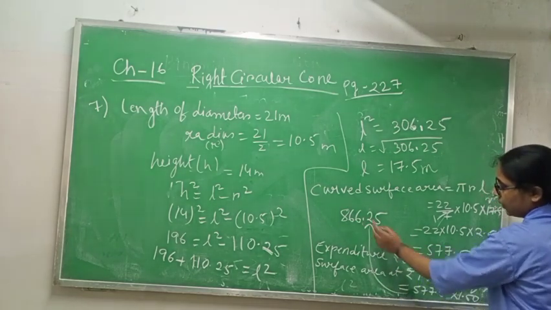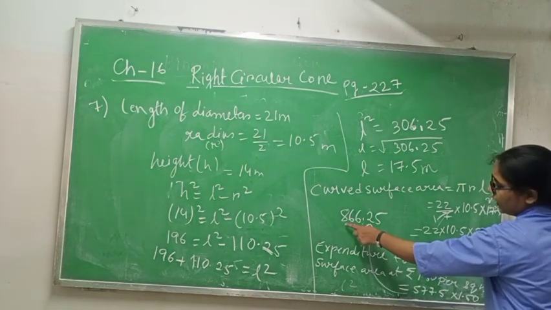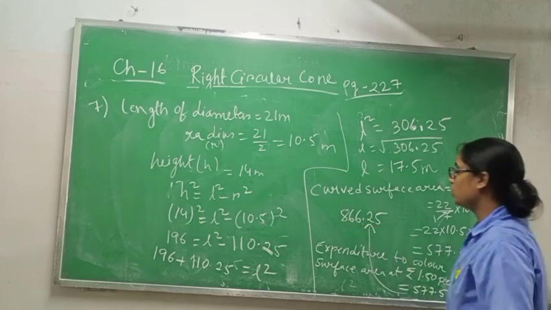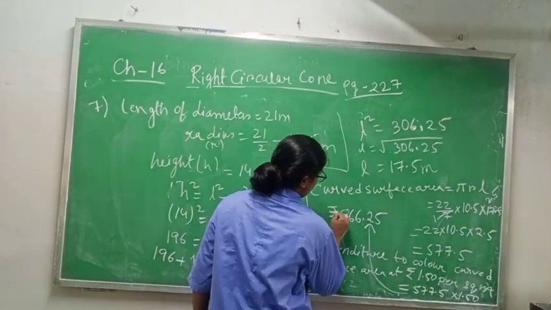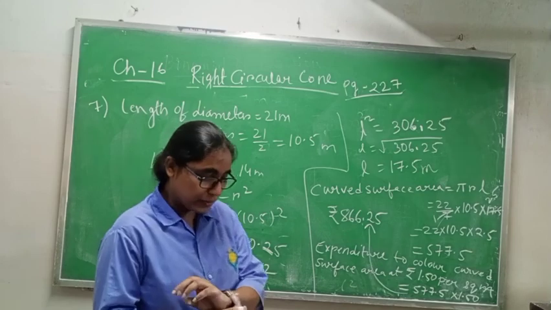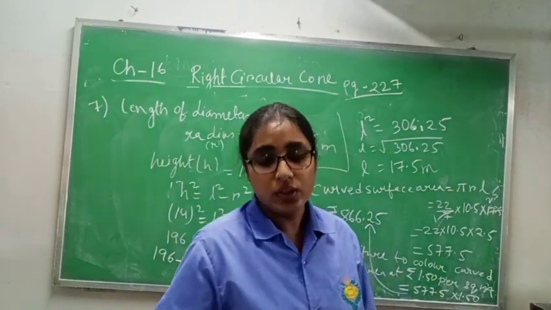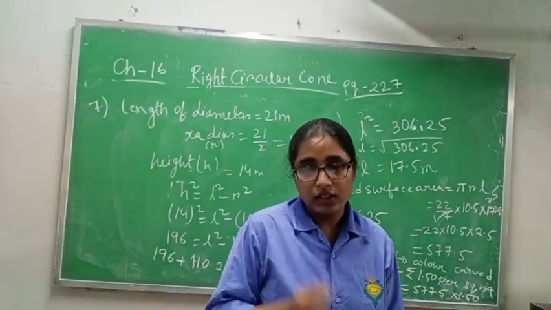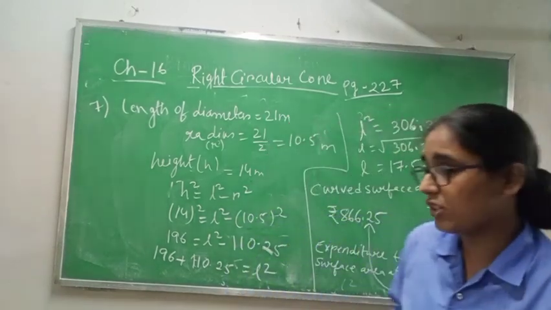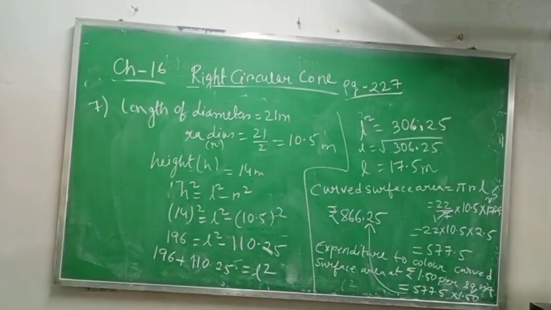I have written the answer here because I am not getting place. So the answer you will get is 866.25. This is in rupees because this is the total expenditure. So what you will write: total expenditure to color the curved surface area is rupees 866.25. Okay, copy this one.